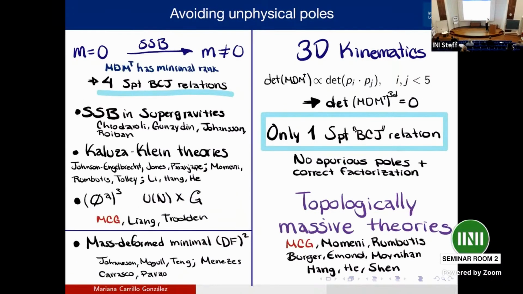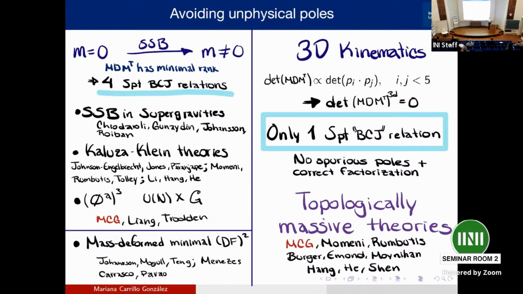So there have been many examples now of how to do this from spontaneous symmetry breaking, but there's one new case that we realized a couple of years ago: if you have the special case of 3D kinematics, you also have a matrix that's not invertible. It's reduced in rank, and instead of 4 null vectors, it will have only 1 null vector. So you reduce the rank by 1, and this gives you 1 BCJ relation.